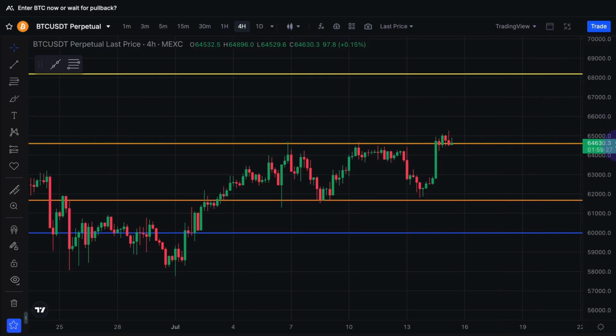All right, without further ado, what we're going to do is set up support and resistance levels and look at the Wyckoff and VSA phases that the price is currently in.